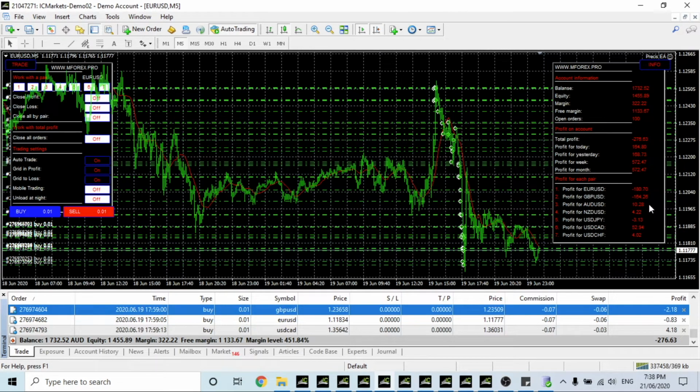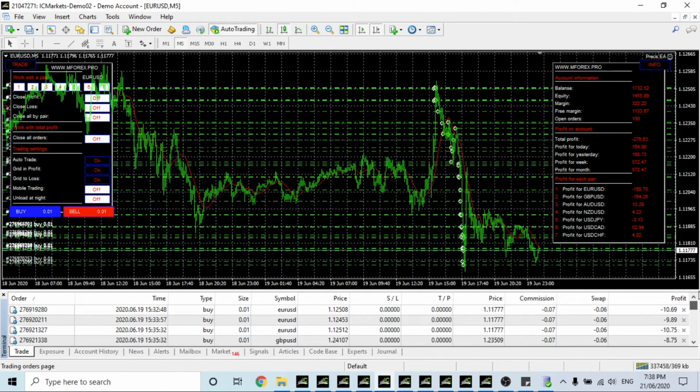But I'm still a bit dubious about this because on this demo account it actually traded quite well. But on a different one, it just went into a heap of drawdown and didn't close anything after making $7. So I'm really skeptical about this EA right now.